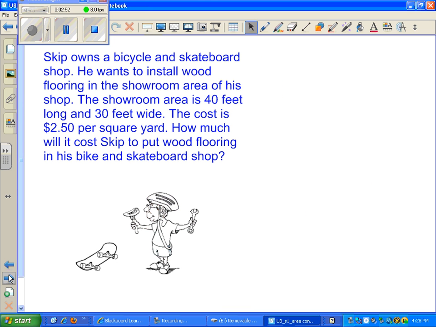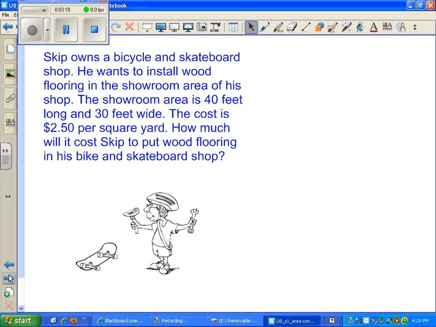Skip owns a bicycle and skateboard shop. He wants to install wood flooring in the showroom area of his shop. The showroom area is 40 feet long and 30 feet wide. The cost is $2.50 per square yard. How much will it cost Skip to put wood flooring in his bike and skateboard shop? I want you to try this problem, pause the video, and when you're done, come back. Make sure you pay attention to your units.